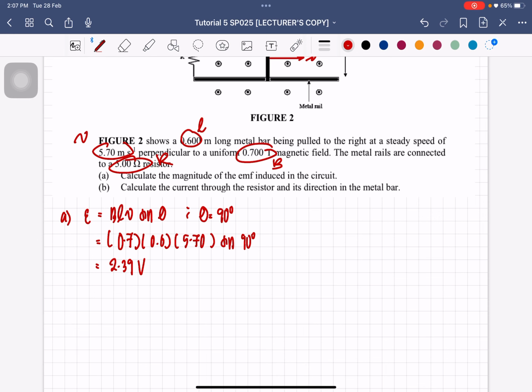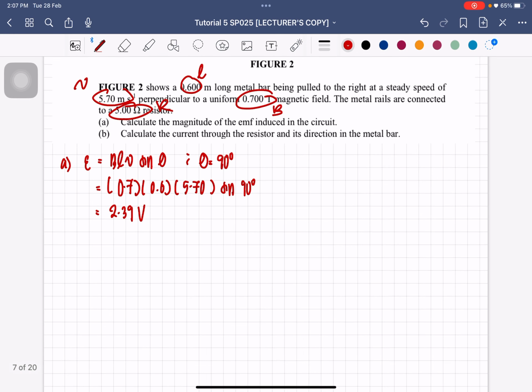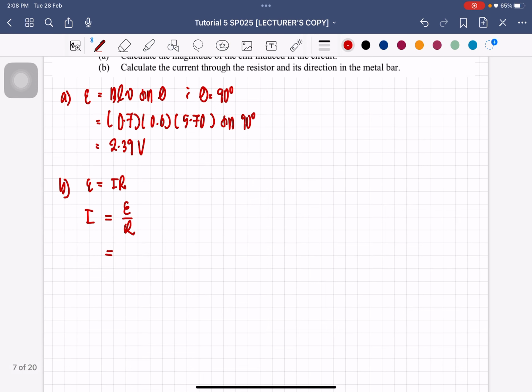Okay, next you have to calculate the current through the resistor and its direction in the metal bar. So basically EMF equal to IR. You just have to apply the Ohm's law. So this is gonna be I equal to EMF over R, which is 0.479 ampere lah. So make sure in exam you write the substitution lah supaya kamu dapat marka. Okay, so dapatlah this answer here.